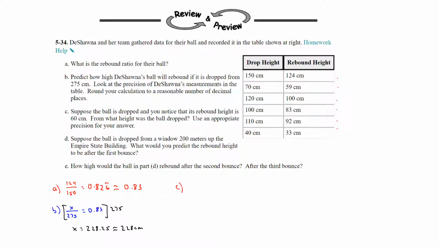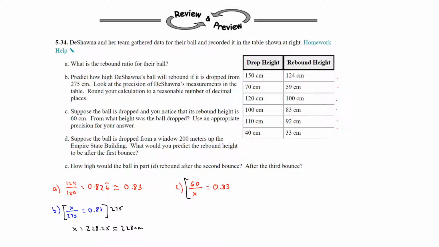Part C, suppose the ball is dropped and you notice that its rebound height is 60 centimeters. From what height was the ball dropped? Use an appropriate precision for your answer. So now on this one, we know the rebound height is 60. So 60 will now be our top number because we're doing the rebound height divided by the drop height. So we don't know what the drop height is. That's what we need to find out. But we also continue to know that that rebound ratio is approximately 0.83.